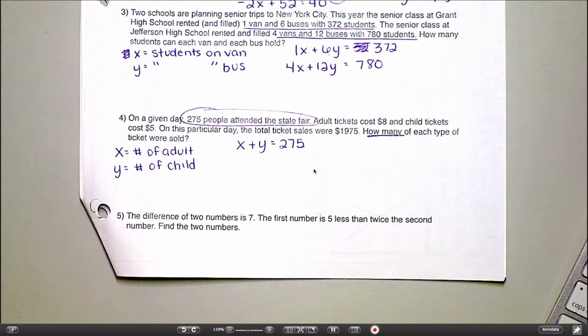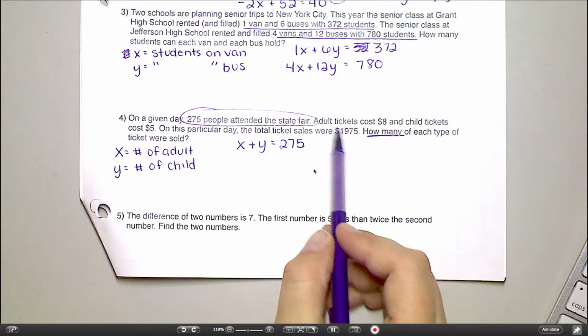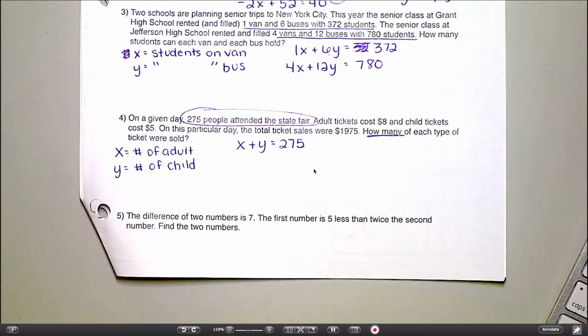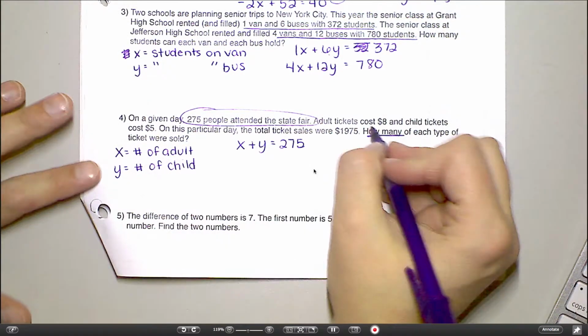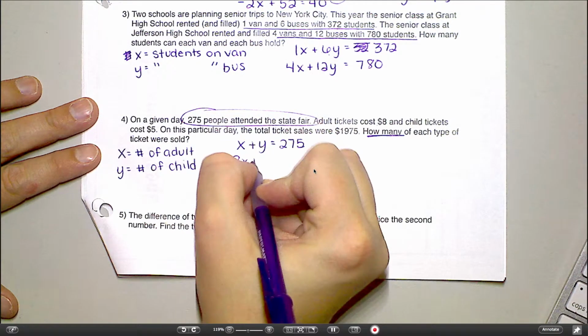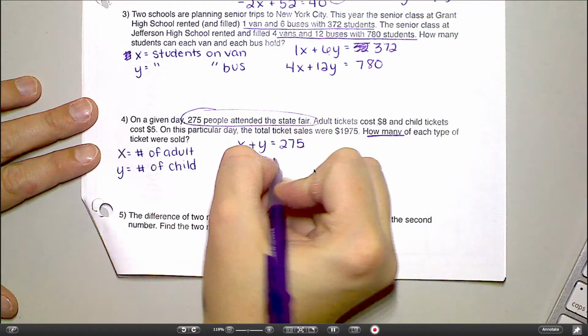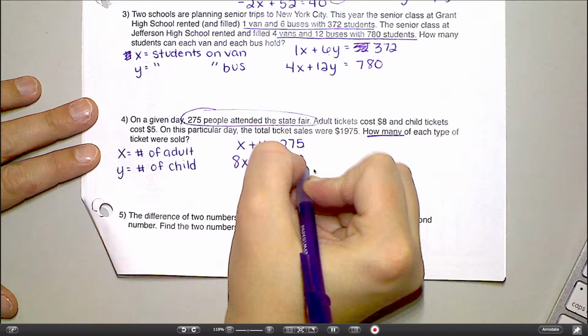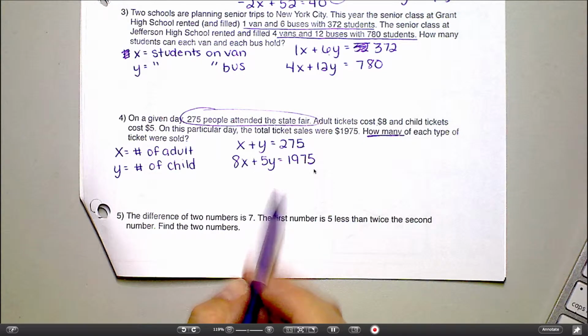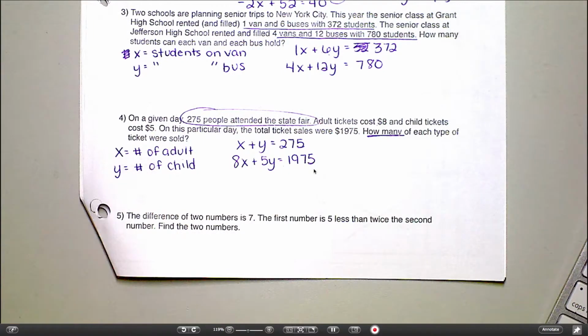Okay? Now we're going to talk about the cost. In my cost equation, am I going to use the 275 at all? No. So I've got 8x and 5y. Good. You could solve this with either substitution or elimination. Doesn't matter to me. Okay? Again, just make sure that your answers come out making sense with what x and y represent.